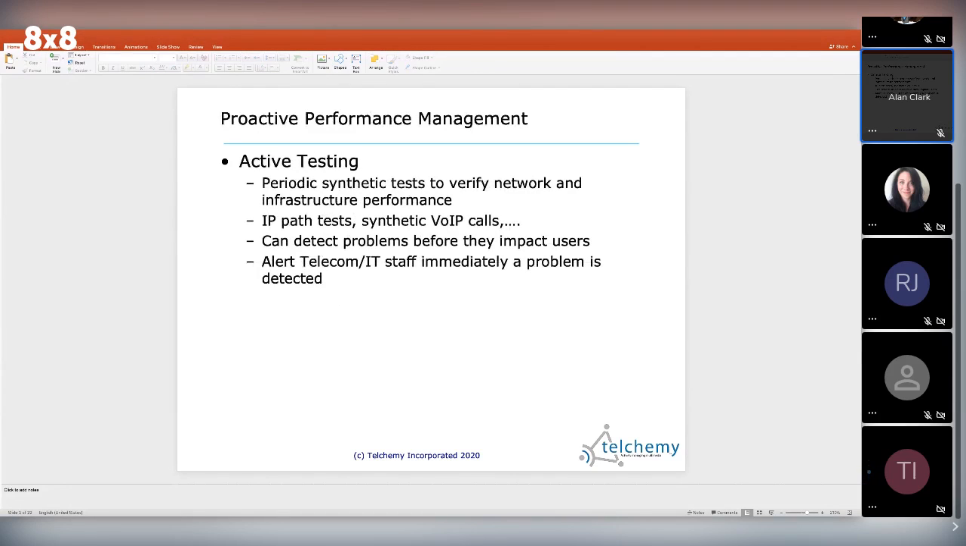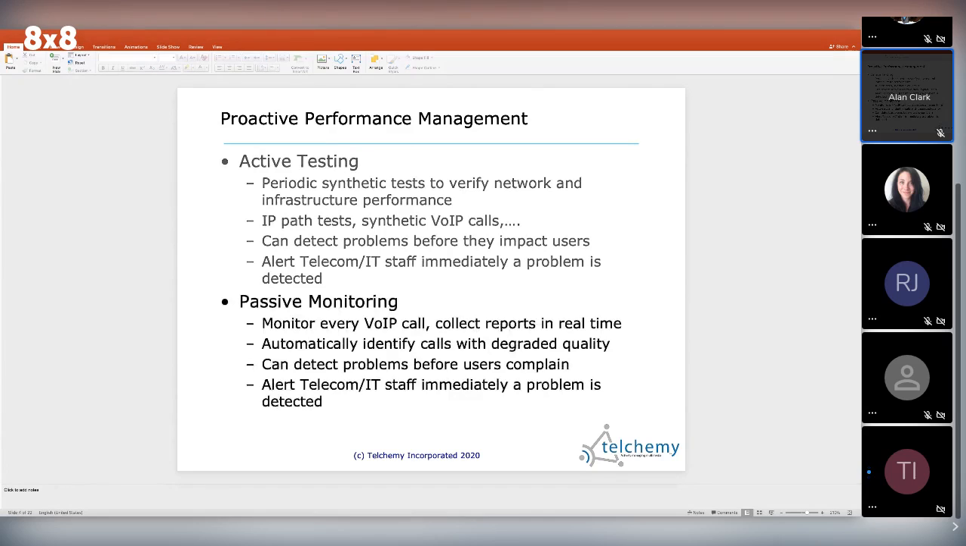So there's two approaches to proactive performance management, and I'm going to talk about both of them. First, the active testing and then passive monitoring. With active testing, you do periodic synthetic tests, so artificial tests, to verify the network and infrastructure performance. These could include testing IP paths, making synthetic voice over IP or video conferencing calls. And the idea behind this is that you can detect problems before they impact users, because this can run overnight, and also alert telecom or IT staff immediately if problems are detected.